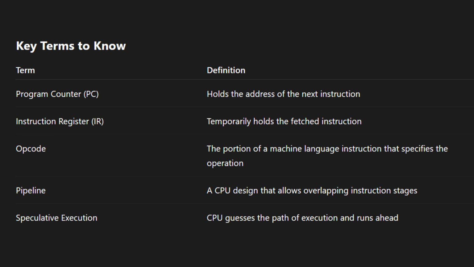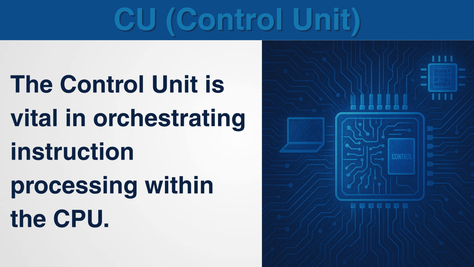Each worker (ALU, memory, register file) has a task, but they wait for instructions from the supervisor. The CU decides what task comes next, who does what, and when to pause or proceed. If data isn't ready, the supervisor reschedules or stalls the line. This is how a CPU handles dependencies or hazards. The control unit is vital in orchestrating instruction processing within the CPU.